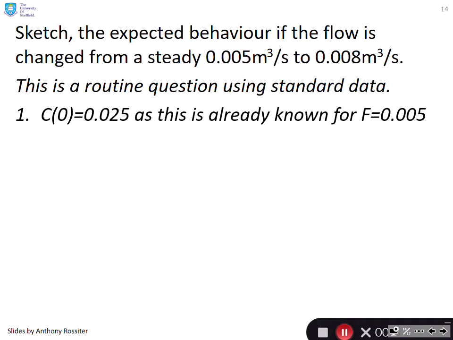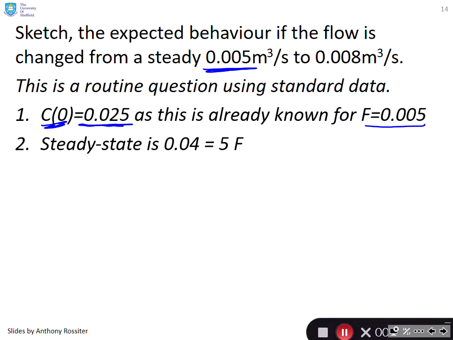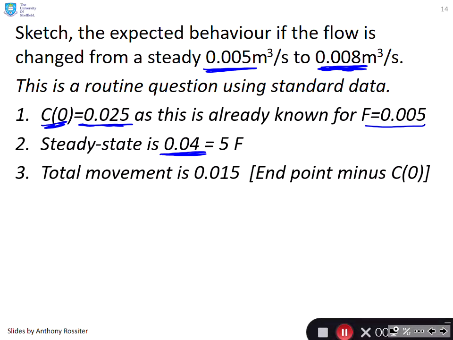So what have we got? At time 0, we were given the flow equals 0.05. I've written that again here. We know the gain's 5, so therefore C of 0 must be 0.025. So this is where I start. The flow changes to 0.08. I multiply that by 5, and I get that the steady state must be 0.04. The total movement is 0.015, so you can see that's 0.04 where you finish minus 0.025, which is where you start.